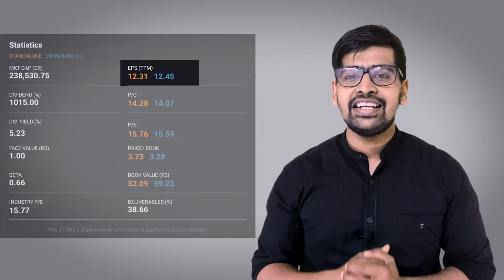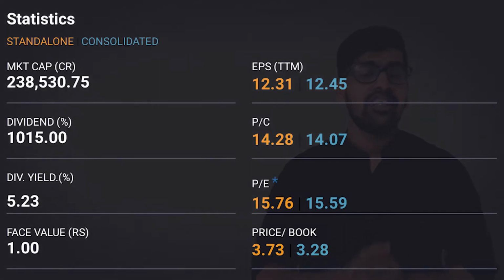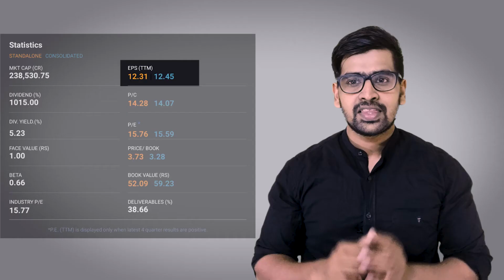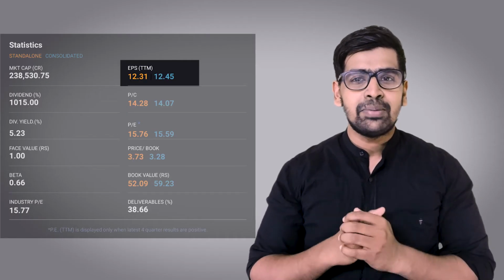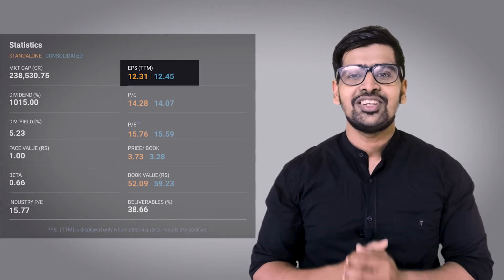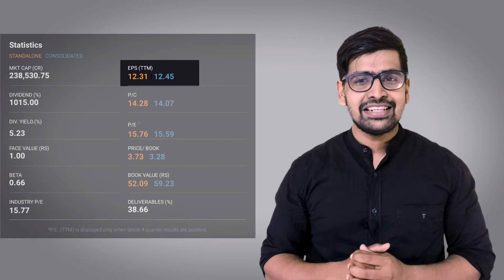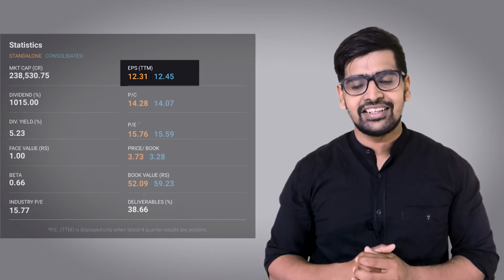Here for our stock ITC, you can see the earning per share for the trailing 12 months is 12.31 rupees for standalone and 12.45 rupees for consolidated. Please note that these profit figures are for the 12 months that immediately precede today's date, which is 17th of July 2020. Also, please note that these need not necessarily coincide with the company's financial year or calendar year.